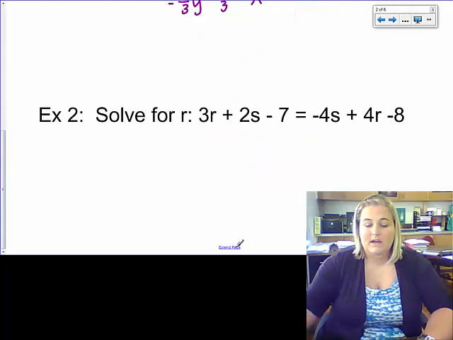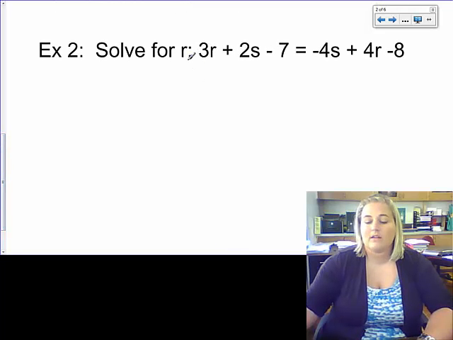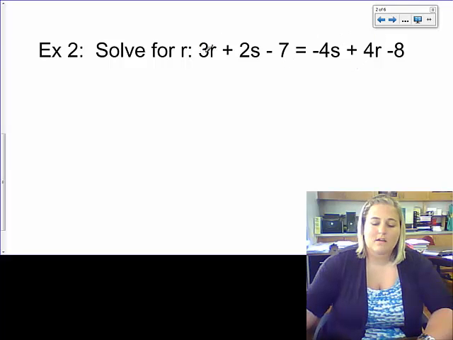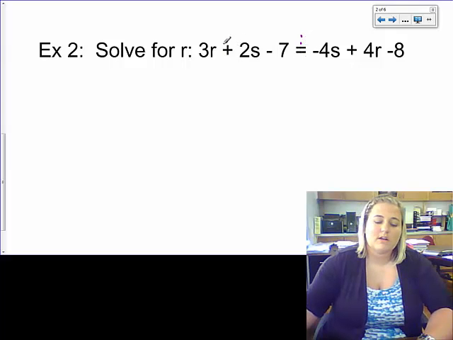Example 2, we're essentially doing the exact same thing, but we're working with different variables. We're wanting to solve for r, and I have 3r plus 2s minus 7 equals -4s plus 4r minus 8. The left side is as simplified as it can get because I don't have any like terms. The right side is as simplified as it can get because I don't have any like terms. So I want to get r by itself, and I want you to remember that whenever we're trying to solve for a variable, if it's on both sides of the equal sign, we want to start by getting it all on the same side once we have everything simplified.